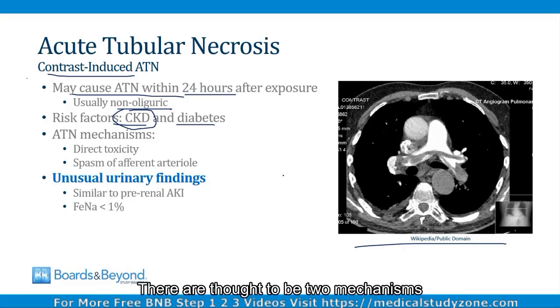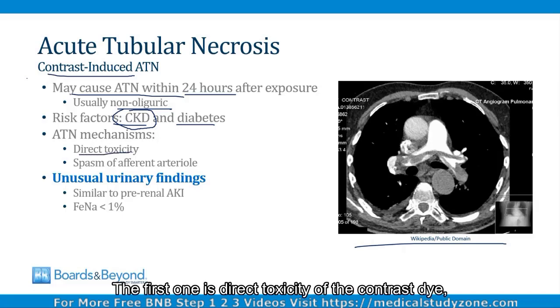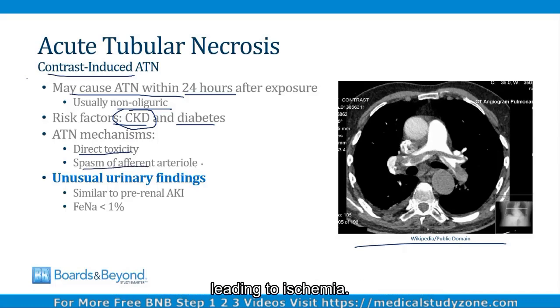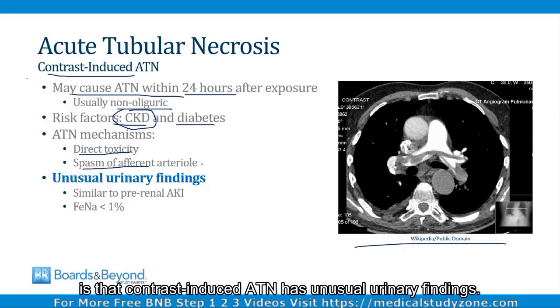There are thought to be two mechanisms of contrast-induced ATN. The first one is direct toxicity of the contrast dye, and the second one is spasm of the afferent arteriole leading to ischemia. And one thing to know for your board exams, because this may come up, is that contrast-induced ATN has unusual urinary findings.